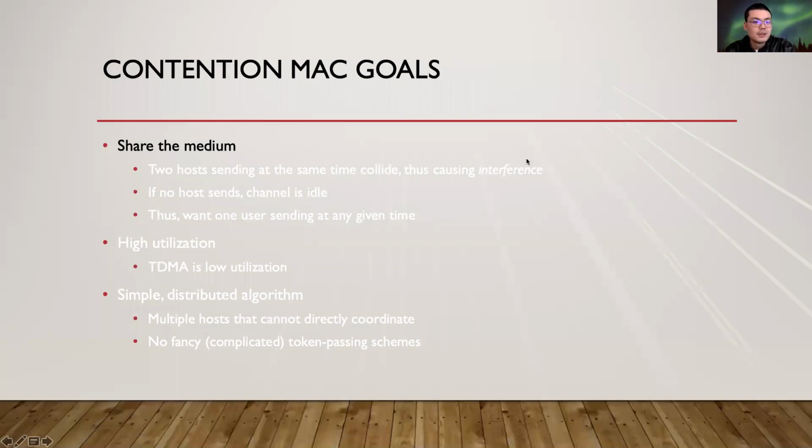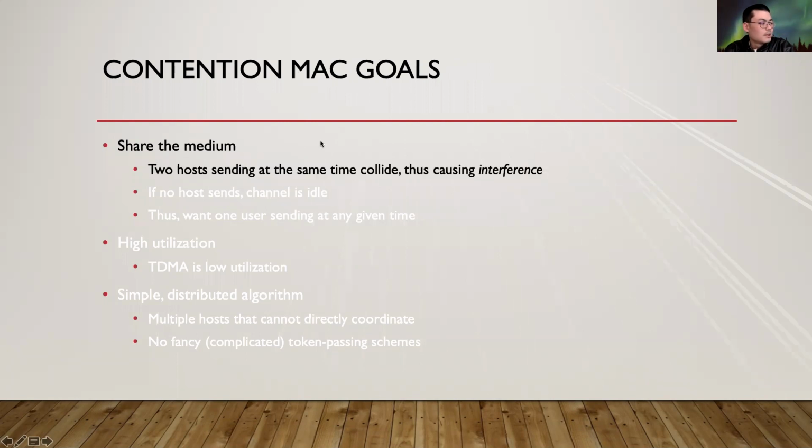All right, so what are the goals of those contention-based protocols? Firstly, if all these hosts share the same piece of media, think about everyone being connected to the same metal, then two hosts sending at the same time will collide, right? If you send 1 and the other guy sends 0, maybe everyone will get 1, because 1 is a high signal, maybe. And so this will cause interference.